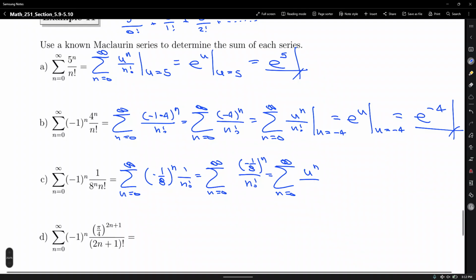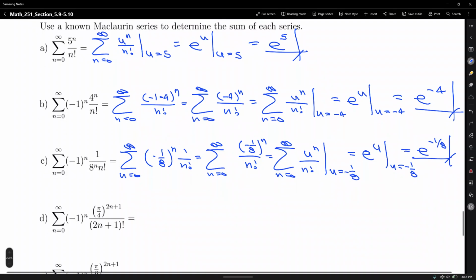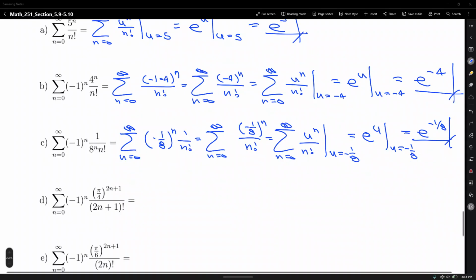That's u to the n over n factorial, with u equals negative 1 eighth. This is e to the u, with u equals negative 1 eighth. And this will be e to the negative 1 eighth, or e to the negative 1 over 8. All right? So yeah, letters B and C could be a little tricky.